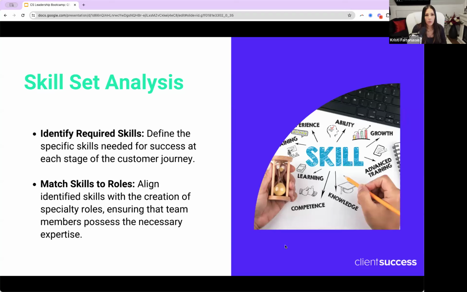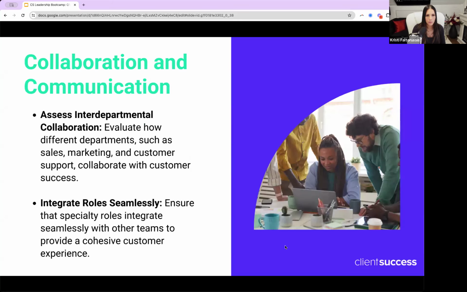Anyway, you're going to go do this skill assessment and analysis. Again, starting with what do we need for the role? And then what are the resources on our team? What skills do they have? Do they have the right skills to do this?